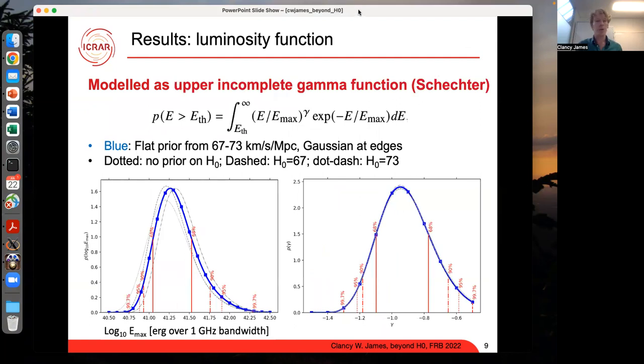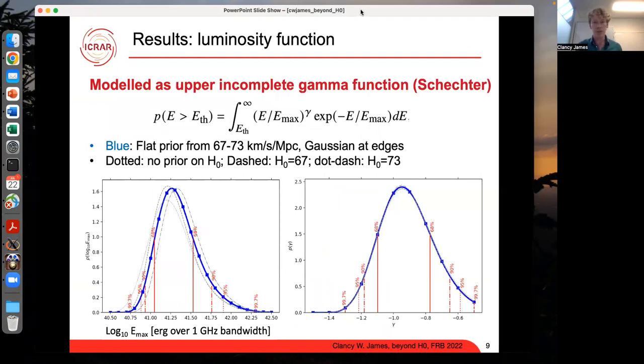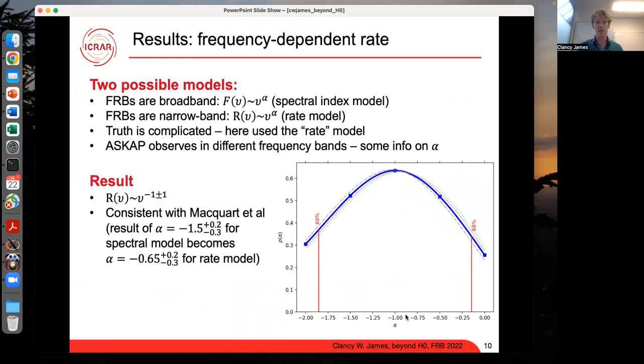Very briefly, I want to point out our results for the luminosity function. So we model this as an upper incomplete gamma function, or Schechter function, using Emax, right, the maximum burst energy, and cumulative index gamma. You see the results here. Importantly, these are not super correlated in some cases with H0, while Emax is. And you see for gamma that the best fit is quite consistent with the slopes we see for individual repeating FRBs.